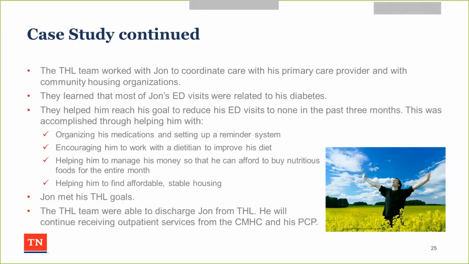So once those things had been achieved, John was stable. He had met those goals that had been outlined for him. The team met, they discussed, they reviewed his case, and they decided that he was ready for discharge from THL. That did not mean that he quit receiving services from his CMHC. It did not mean that he quit receiving services from his primary care doctor. It merely meant that he had reached a point where he was able to manage his functioning, his current level of care. He was able to manage that effectively on his own.